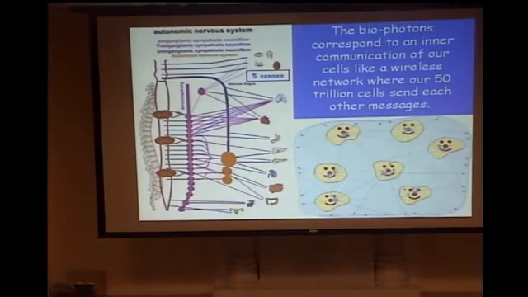Now this is the new example. Biophoton corresponds to inner communication of our cell, like a wireless network. And now these are all the organs. The five senses are the main troublemakers. Those are the ones that send the message through here and it goes to the brain, and then all communication is going through.